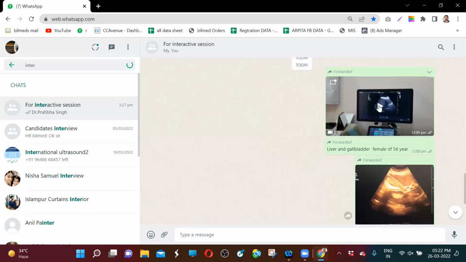Now I got this case over here. This case has been posted by Dr. Pankaj Gupta. Liver and gallbladder, female, 56 years, pain in the right upper quadrant for the last 1 month, loss of appetite. What can this be? I am playing the same clip over here. Dr. Pankaj will tell me what this is.